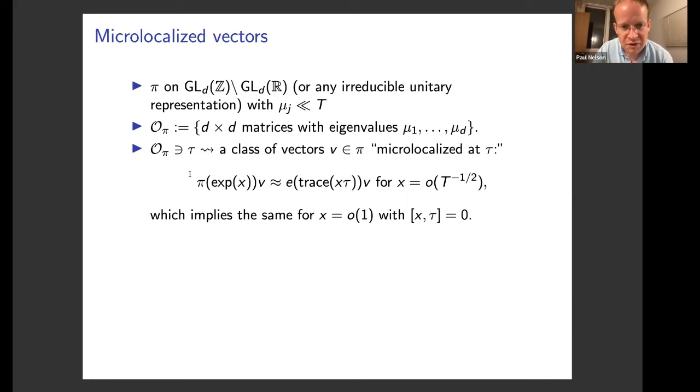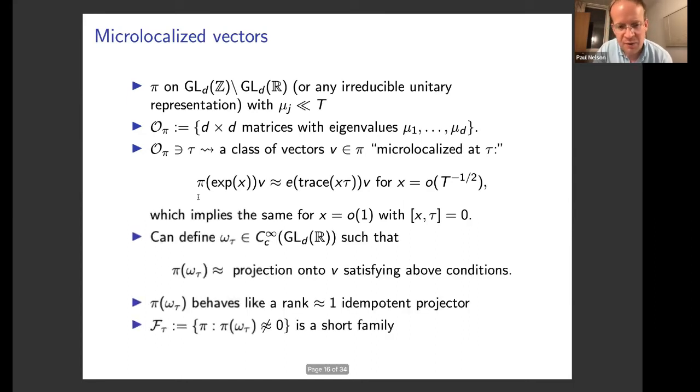Okay, so what can we do with this condition? Well, one thing we can do, in part to make it rigorous, is think about it in terms of integral operators. There's a natural function one can write down on the group GL_d, a smooth compactly supported function, that has the effect that when you apply it to the representation, meaning you form the integral operator by integrating this function that I've called omega tau against the representation, this gives an operator on the representation. This operator should be something like a projection onto V satisfying the above conditions.